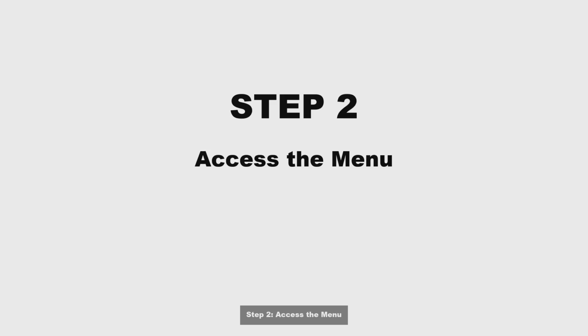Step 2. Access the menu. Locate the menu icon, usually represented by 3 horizontal lines or dots, in the top corner of the app. Tap on it to open the navigation options.